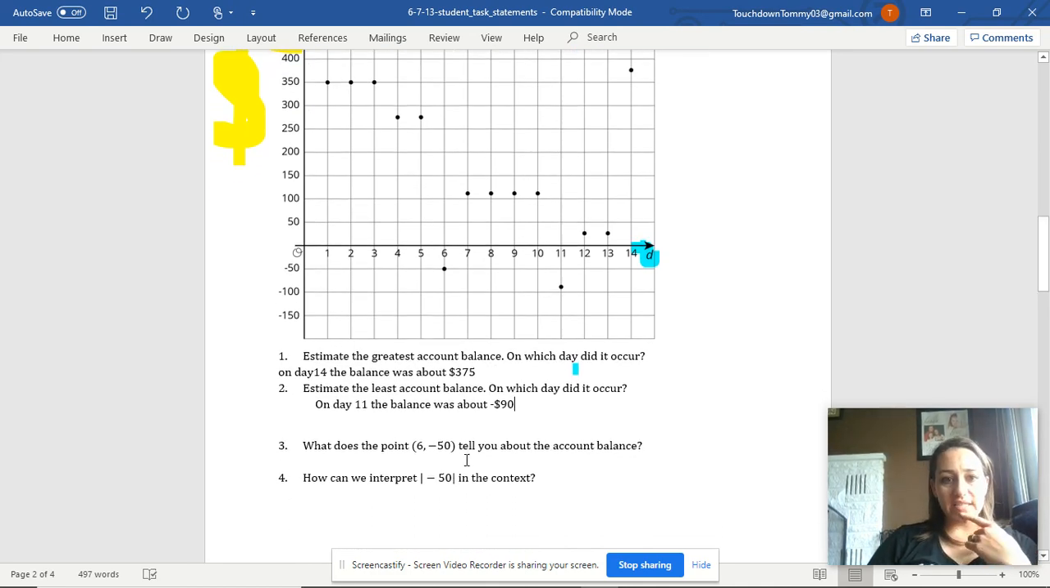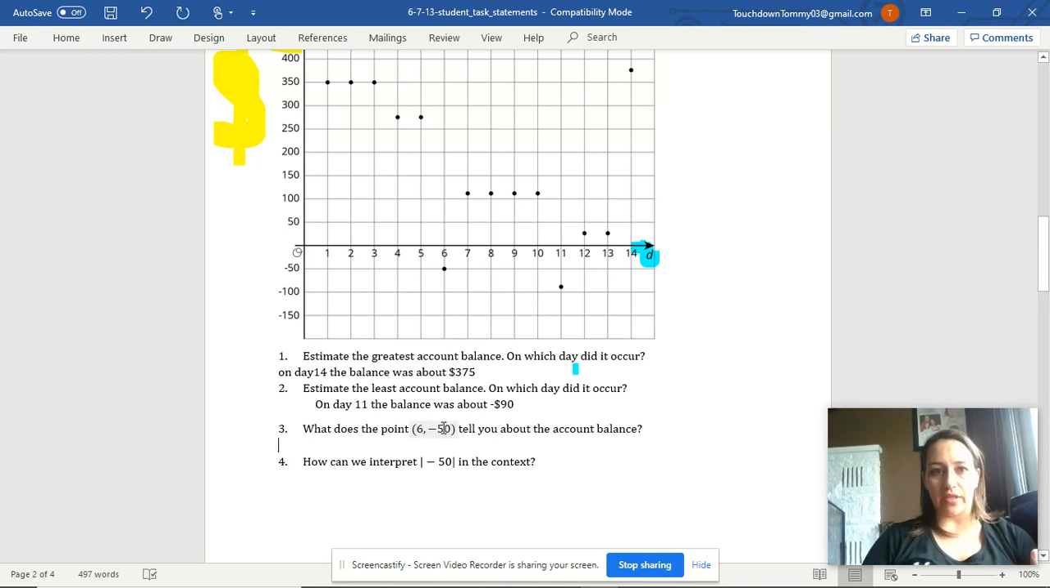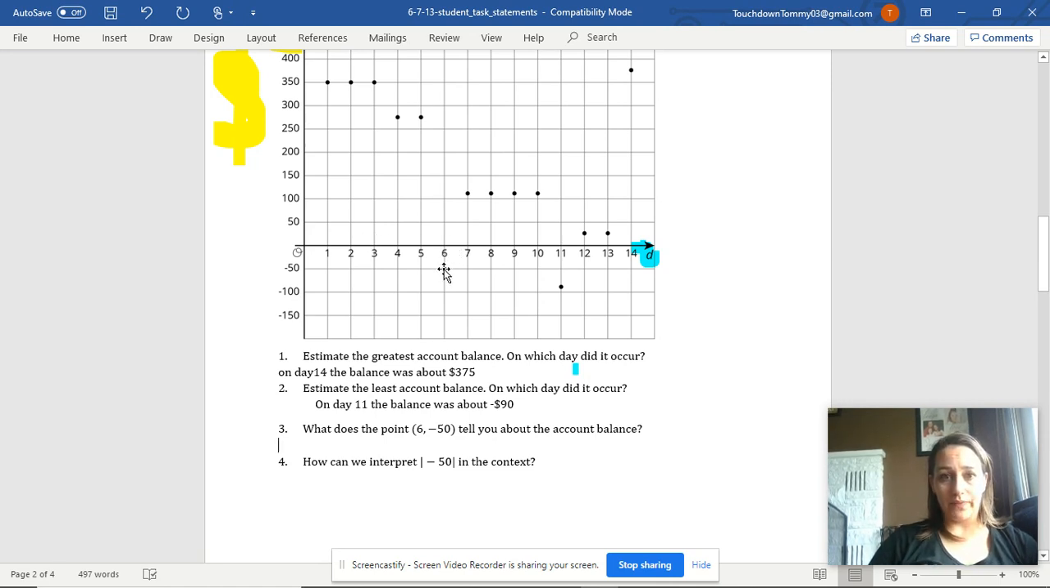So what does the point (6, negative 50) tell us? Back that up a little bit. All right, (6, negative 50). If I was to plot that point, I'm going to go up here and think, okay, 6, horizontal always goes first, so I'd go over to the 6, and then negative 50 would be down, and there's actually already a dot there.